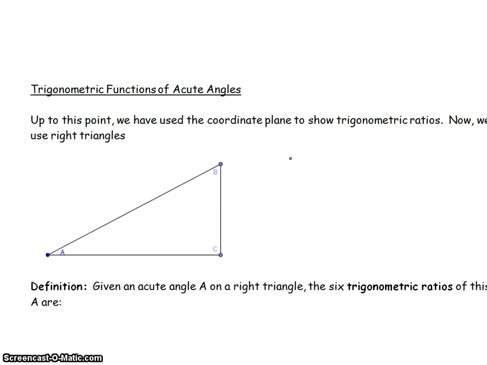So in the next section I'm going to talk about just dealing with acute angles versus all angles on the coordinate graph.